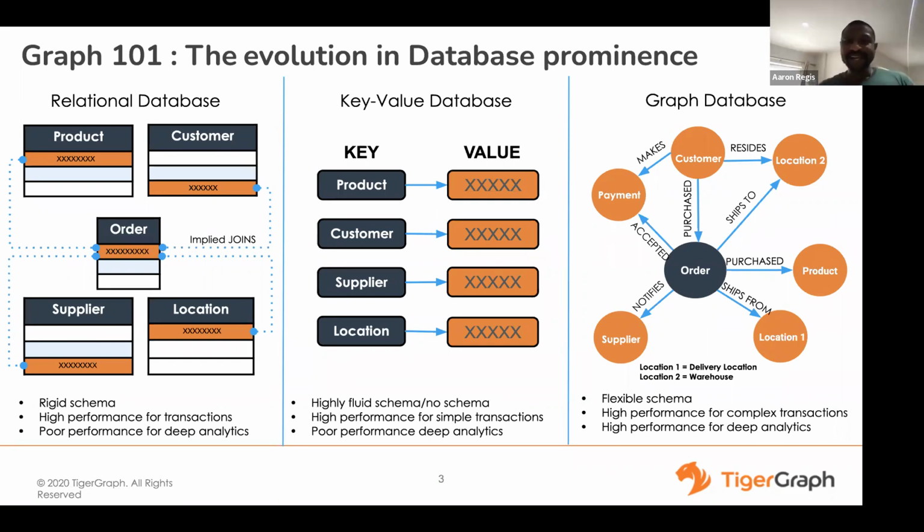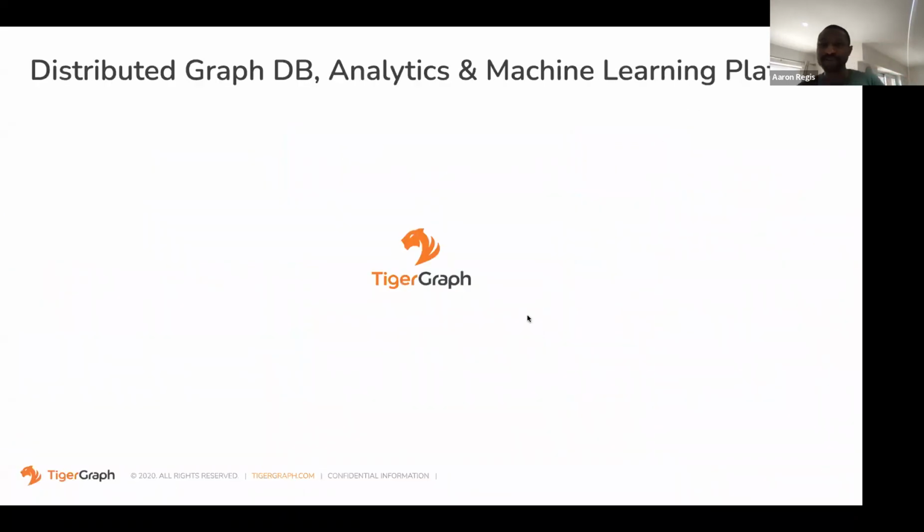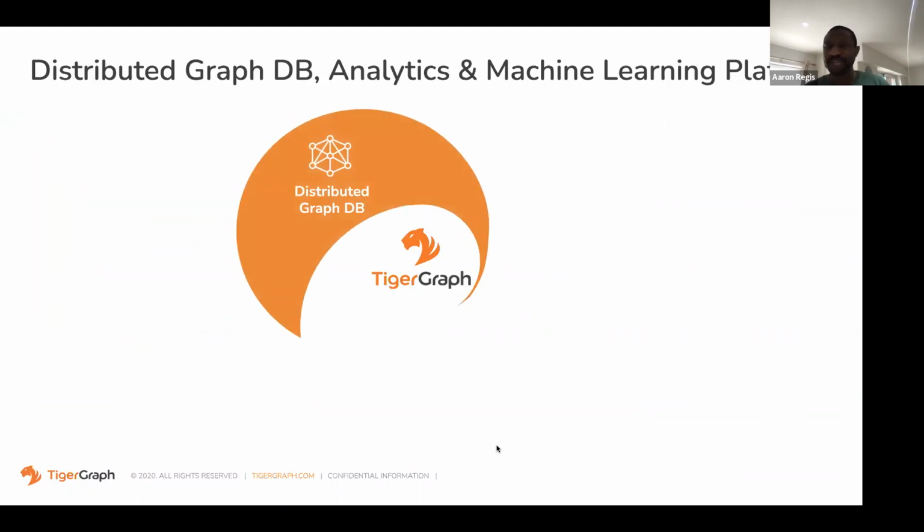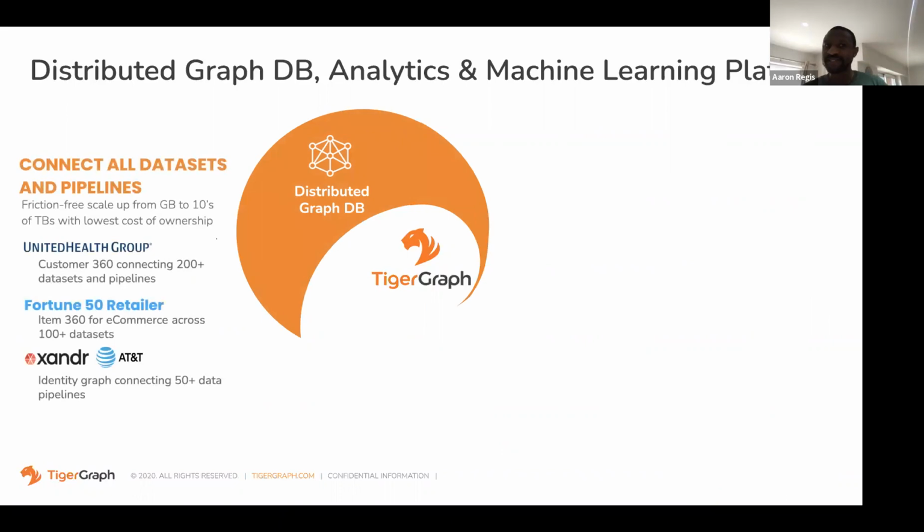So that being said, once you have a graph technology and you're using it, what are the sort of broad categories of use case that you can support? There's three main areas. The first one is connecting data. How do I connect disparate sources of data? Because now I've got this system that effectively, when I'm loading the data, I've already done the joins, right?